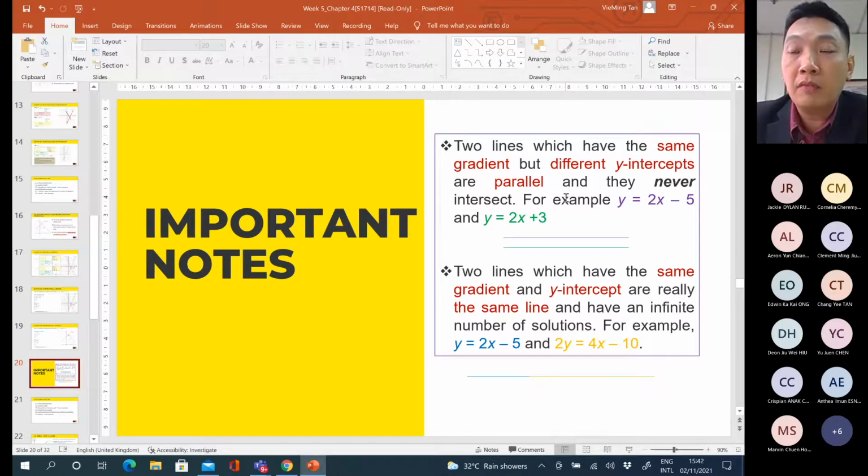If the slope for both lines is the same, like this one, y is equal to 2x minus 5, and another one, y equals 2x plus 3, these two lines have the same gradient. So these two lines will never meet each other, even in future.